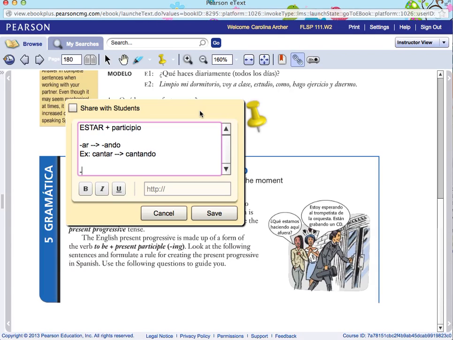Okay, for verbs that end in ER or IR, either one, the ending is going to be yendo. So, for example, we have comer, to eat. So, we drop the ending and we add yendo, comiendo. Or a verb that ends in IR, vivir, to live. We drop the ending and add yendo, viviendo. Okay? So, muy bien. So, the verb estar plus el participio.